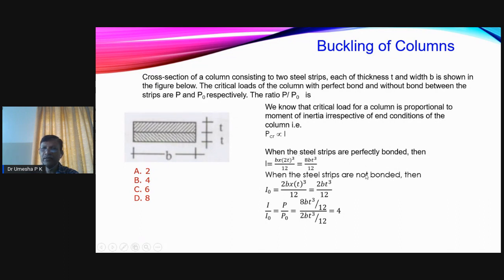So when the strips are not bonded, then you can take two times the thickness T. So that way you will be getting the moment of inertia of that one. So I by I zero, if you take, will be proportional to P critical, that is the combined one and the one without being combined. So we'll be getting the ratio of 4. So what you have done here is simply taken that the critical load is proportional to the moment of inertia. Once it is bonded, it will act together, so the thickness will become 2T, and here only T will be there, and two times that is the ratio you have taken. So because of that, you'll be getting the ratio equal to 4.